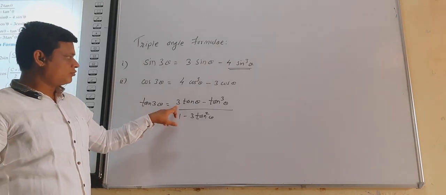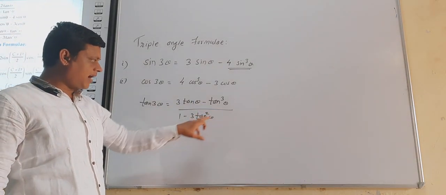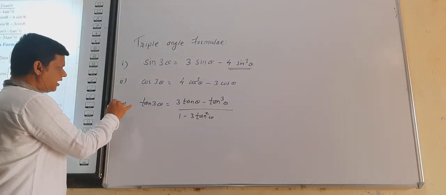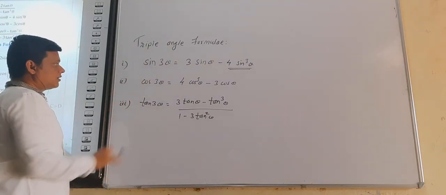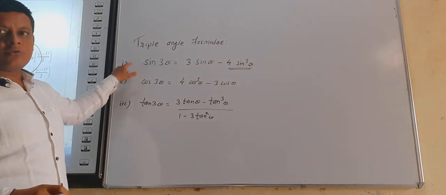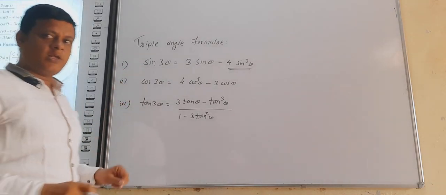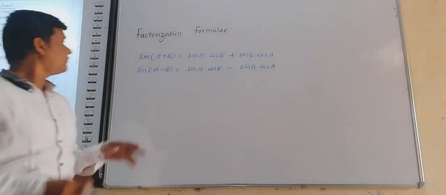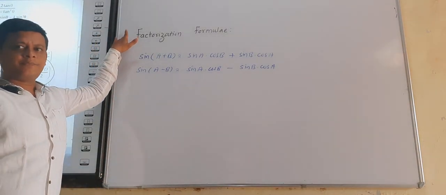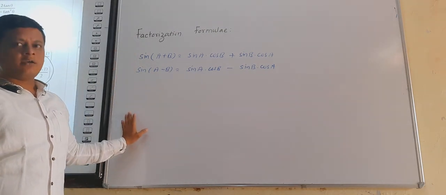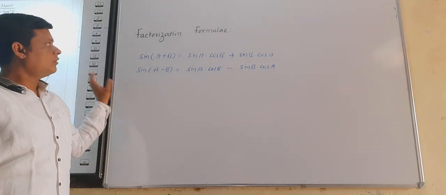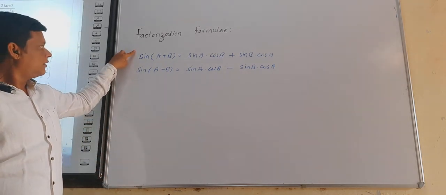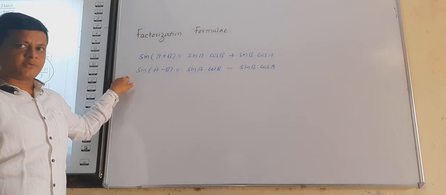Tan 3 theta equals 3 tan theta minus tan cube theta upon 1 minus 3 tan square theta. This formula is rarely used, but these two formulas are mostly used in solving problems. Now the next topic is factorization formula. How to form the factorization formula, that we see from these two formulas.